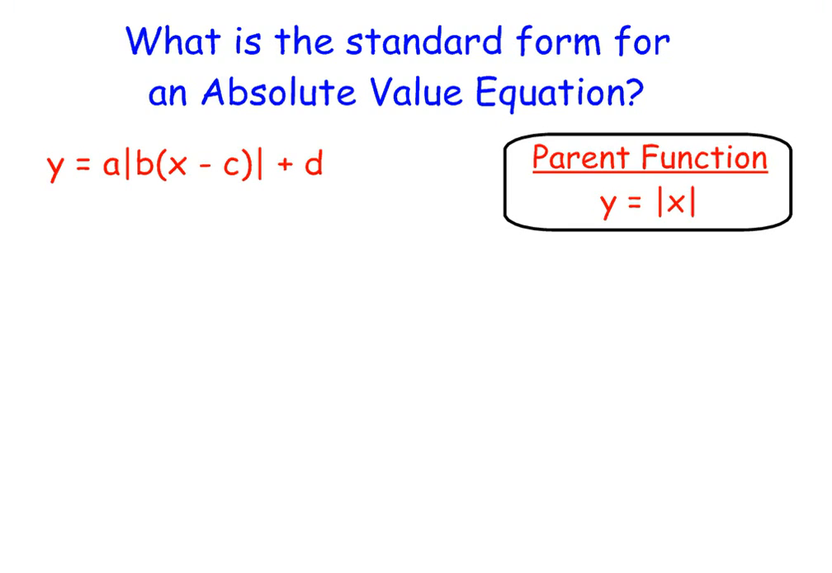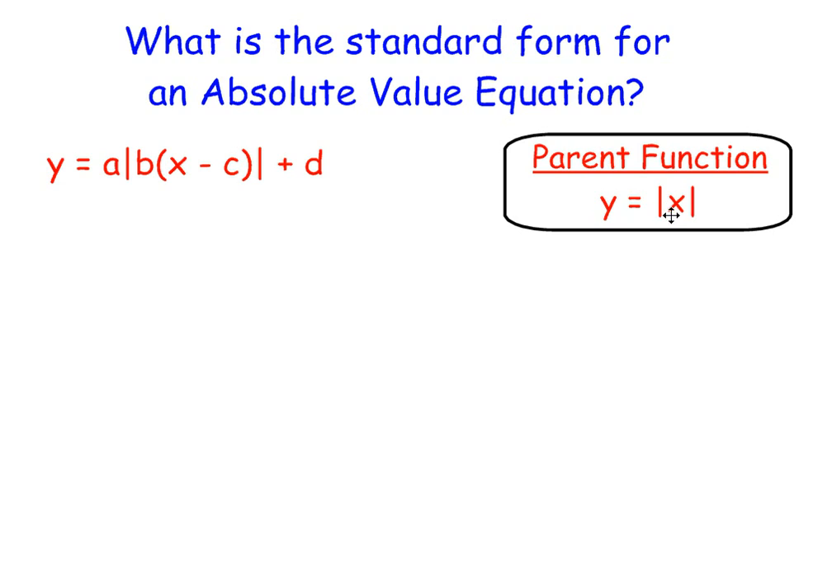So what is the standard form for an absolute value equation? Well, it's right here. Y equals A times the quantity of the absolute value of B times the quantity x minus C, and then plus D. I've separated the A, B, C, and D because later on when we deal with equations, knowing them separately is going to be very useful. Some books just write Bx minus C without the parentheses, but I'm going to use B and C separately here to help us with some movement later.